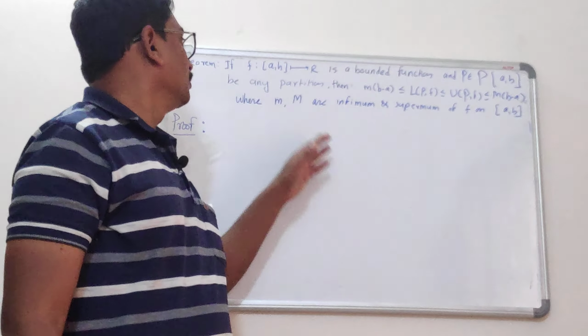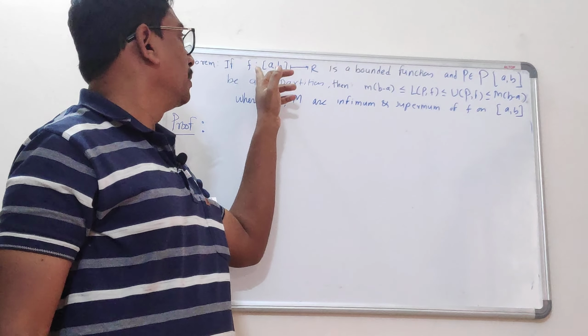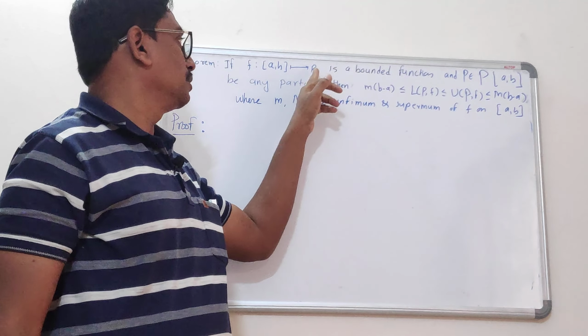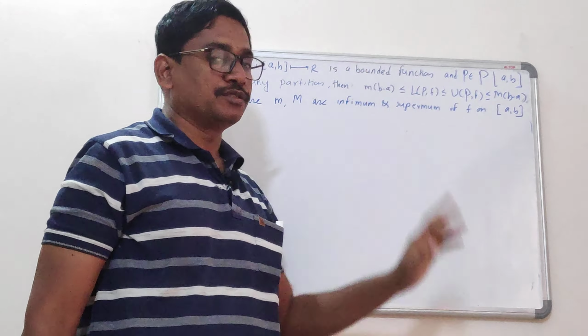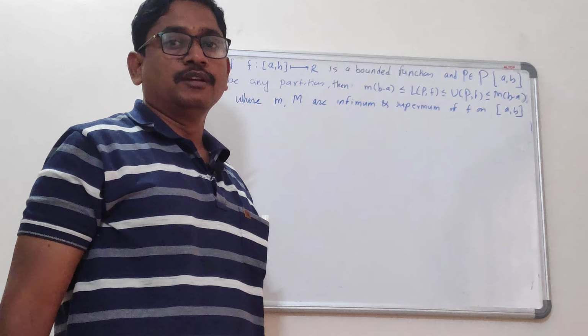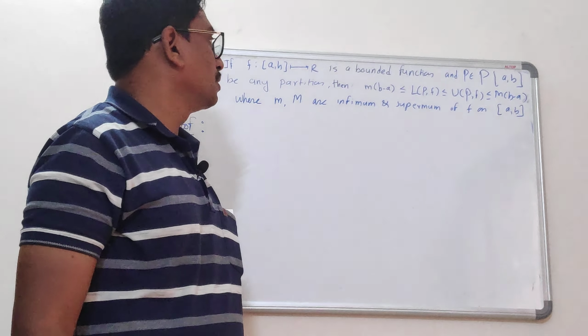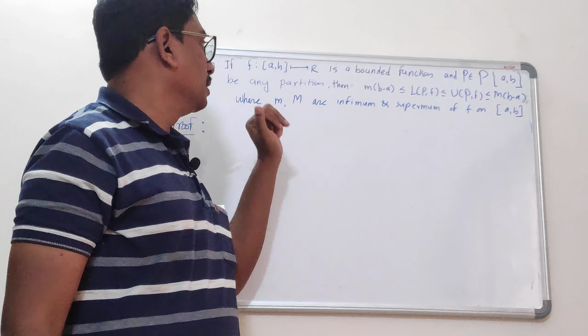Now in this theorem, you are given that the function f from the closed interval [a, b], which is real valued, is a bounded function. That means the f values lie between two fixed numbers. Those numbers are finite throughout the interval [a, b].